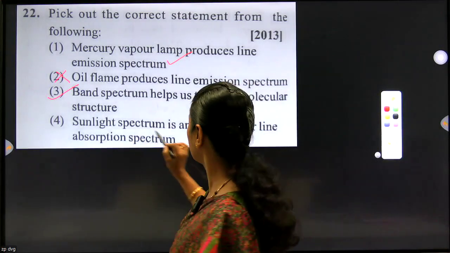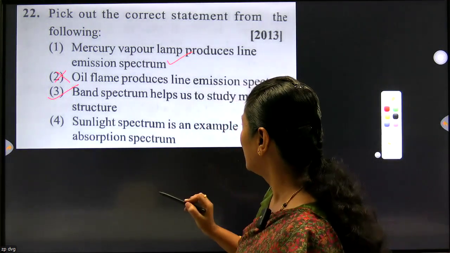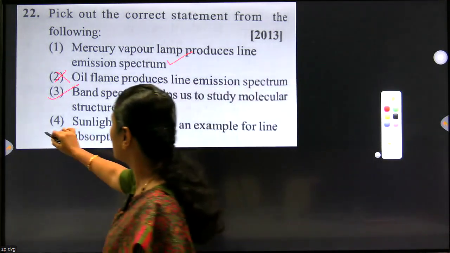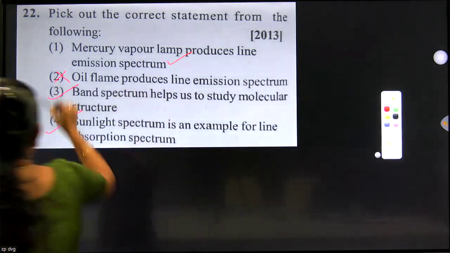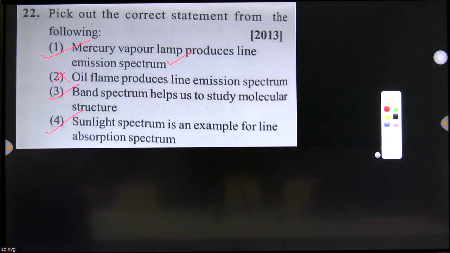Next, sunlight spectrum is an example for line absorption spectrum. This is also right. Here, they asked for one correct statement, but they gave three correct statements and one wrong statement. Therefore, the question should be like this: pick out the wrong statement from the following. Then the second one is the answer. Okay, next.